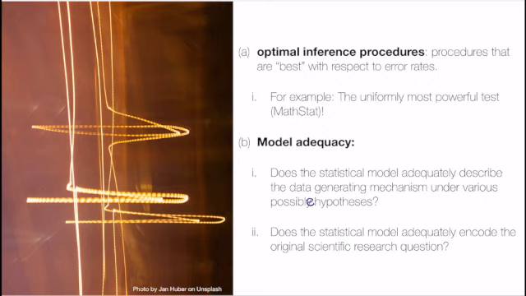Another adequacy consideration is the mapping between a scientific research question or business question and a statistical model. And there could be a mismatch there. It could be that you misencode your research question into a statistical model that doesn't really answer the original question. And that's an example of what some people call a type 3 error.